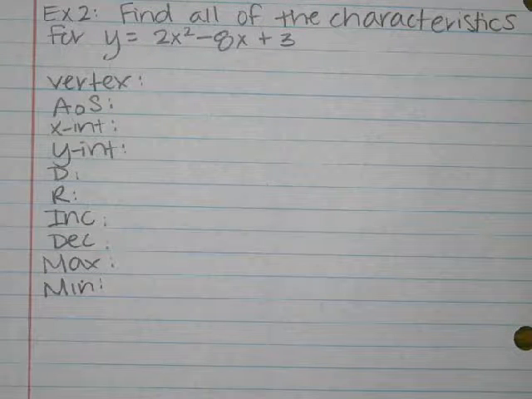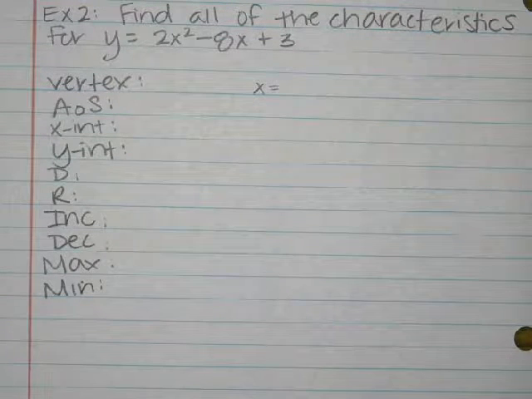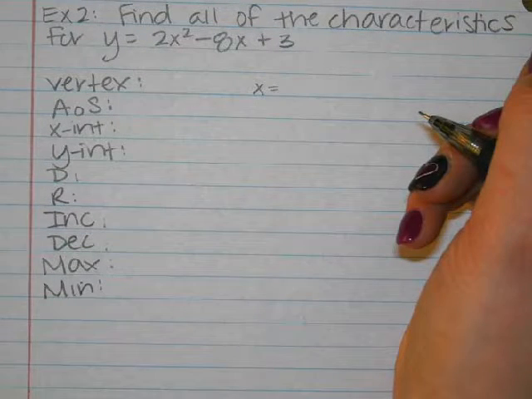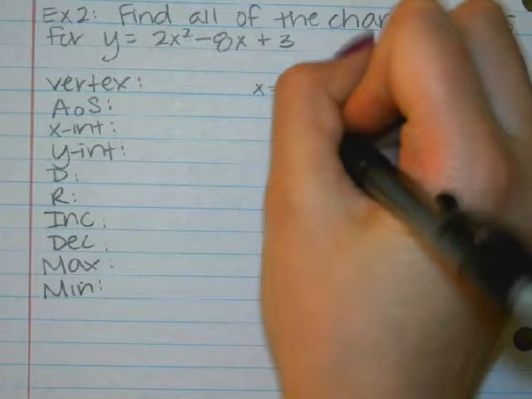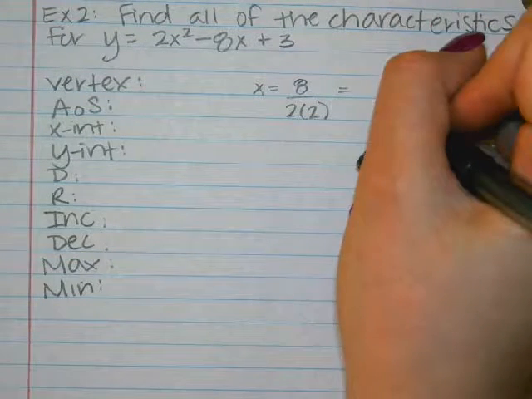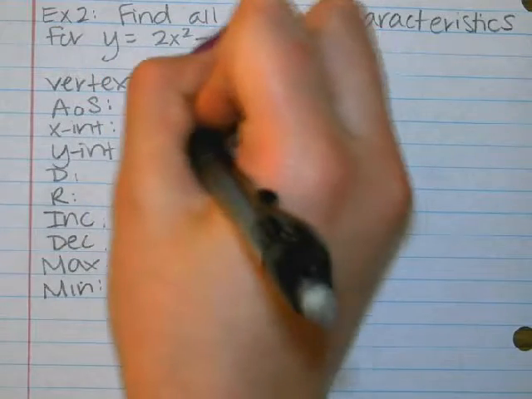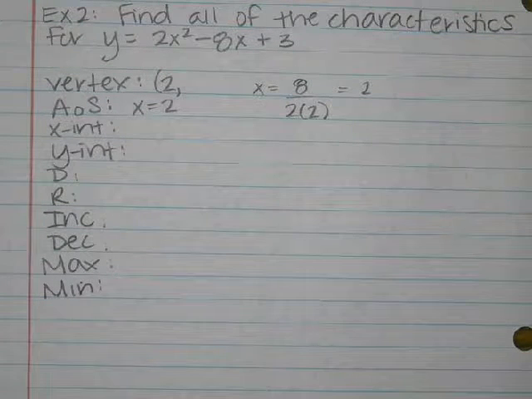So, the vertex should be pretty good by now. How do we find the x-coordinate of the vertex? Negative b over 2a, which for this problem would be 8 over 4. Yeah, 8 over 2 times 2, which is 8 over 4. And that's 2. And that also told us our axis of symmetry, right? Since that's the same as the x-coordinate of the vertex.